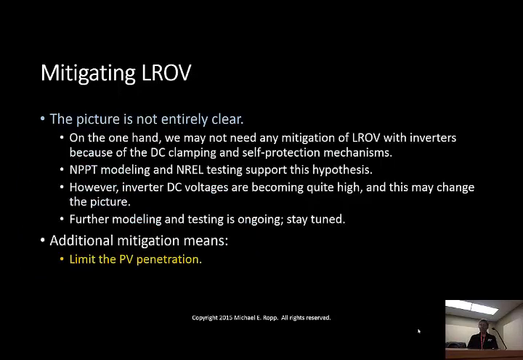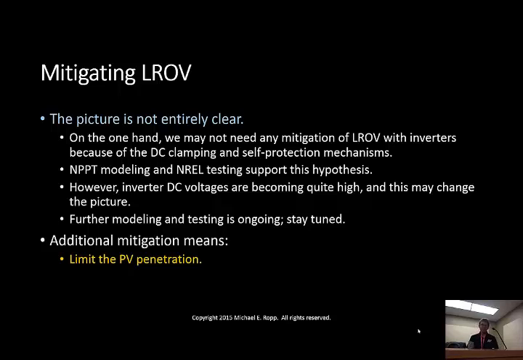So mitigation. What do we do about this? The first bullet that we got up here, the picture's not completely clear. It's beginning to look like LROV may not be such a significant issue. It may not be something we have to worry about too much. Because again, we've got these clamping and self-protection mechanisms. We've got this power-limited mechanism. And as I said before, so far within the experimental results that we have from NREL, there were no violations of CBEMA. So it's kind of looking like, hey, maybe this is going to be okay.